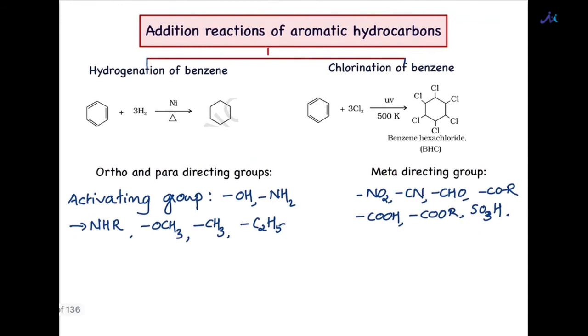Addition reactions of benzene such as hydrogenation and chlorination, they are shown here, and students should be able to distinguish which groups are ortho and para directing and which groups are meta directing. Few examples are shown here.